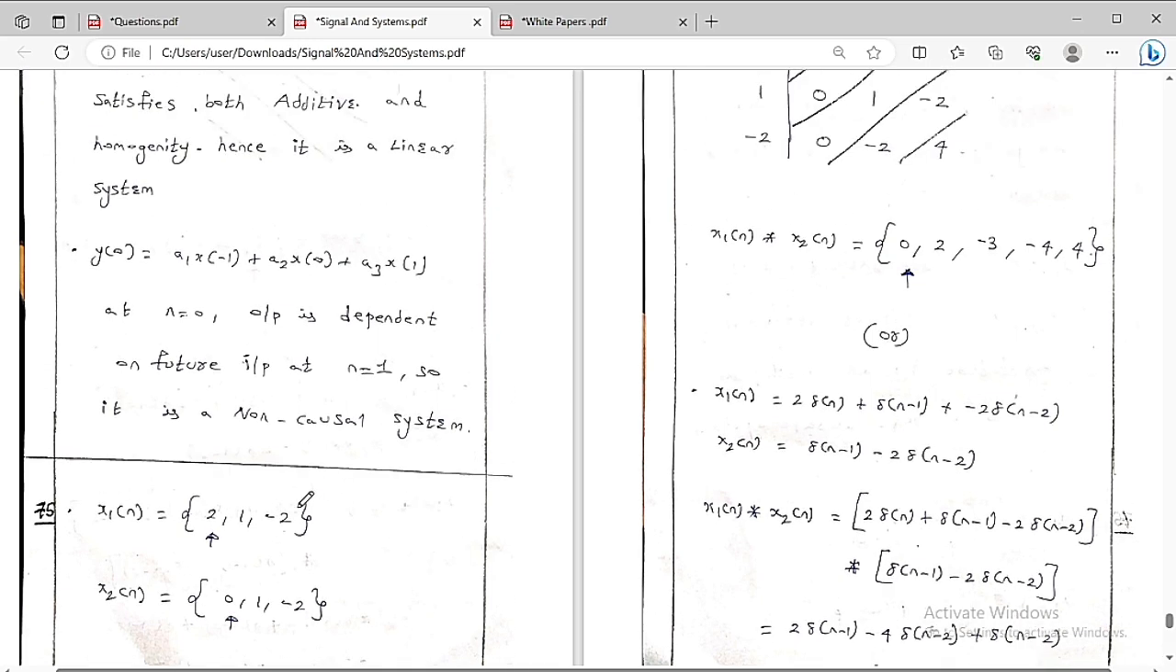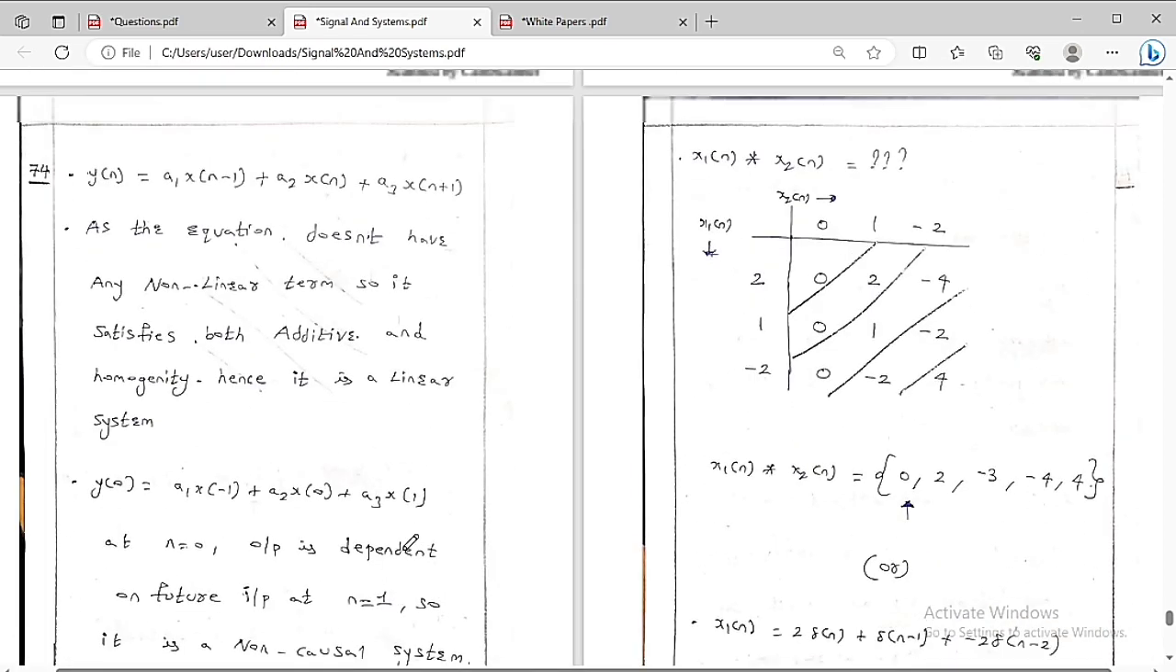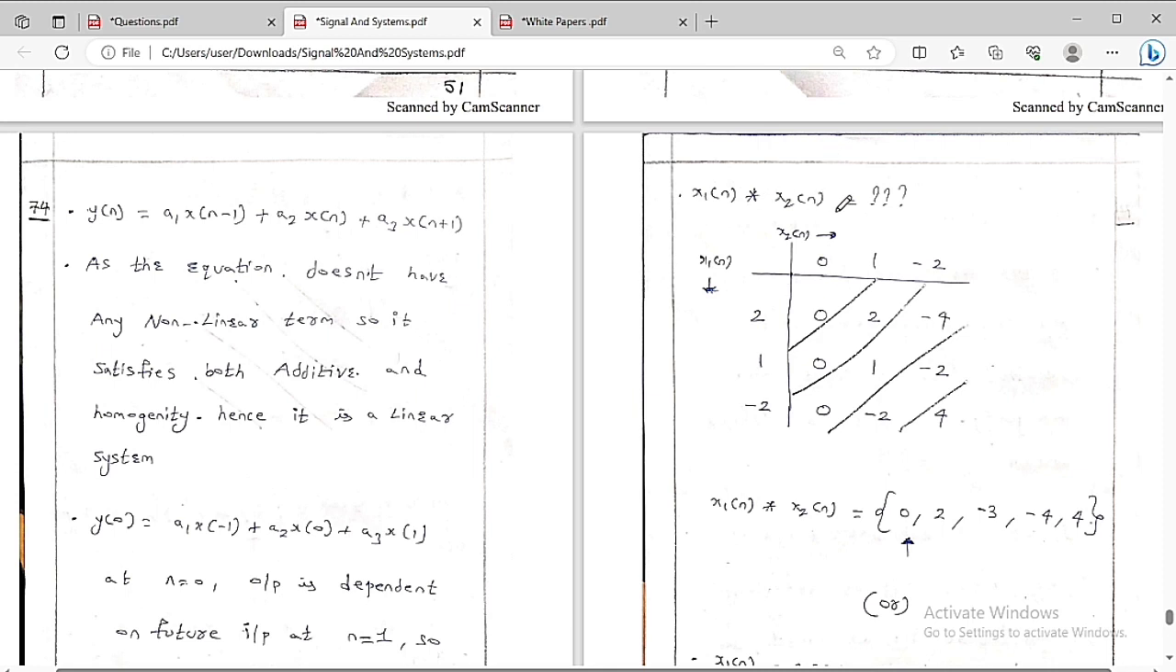I have already told you the convolution we can do in two methods: one is the tabular method and the other is the conventional method. Now let's do each and every method in a detailed manner. Let's go for the tabular method, the shortcut. x1 of n convolution x2 of n. Whether you take x1 of n here or x2 of n here, you can take either, because the convolution satisfies the commutative property. So let me take x1 of n this side and x2 of n this side.